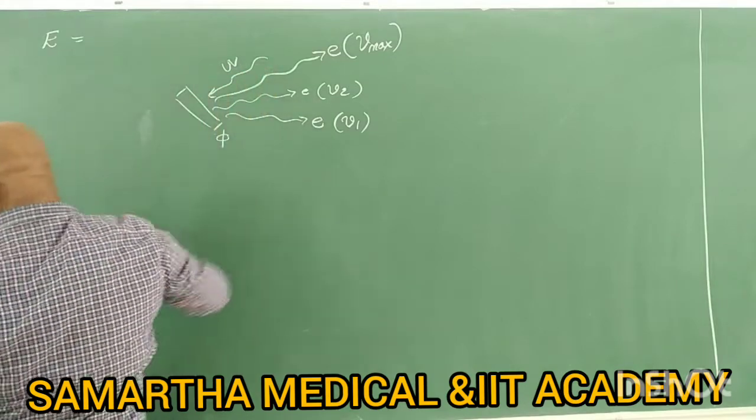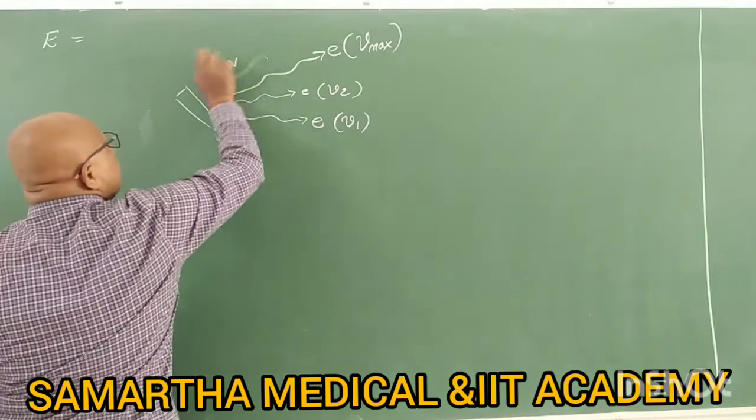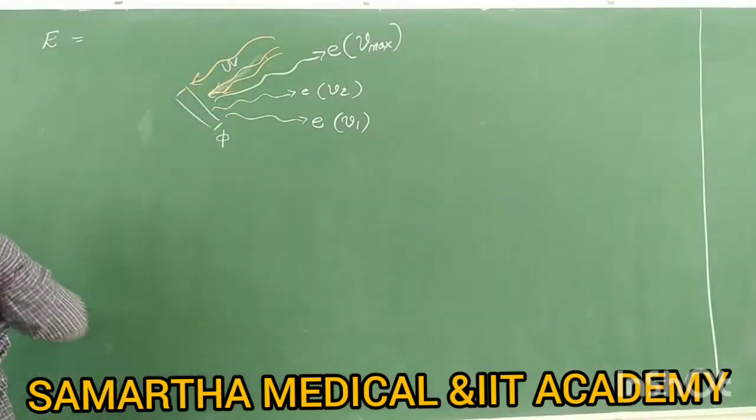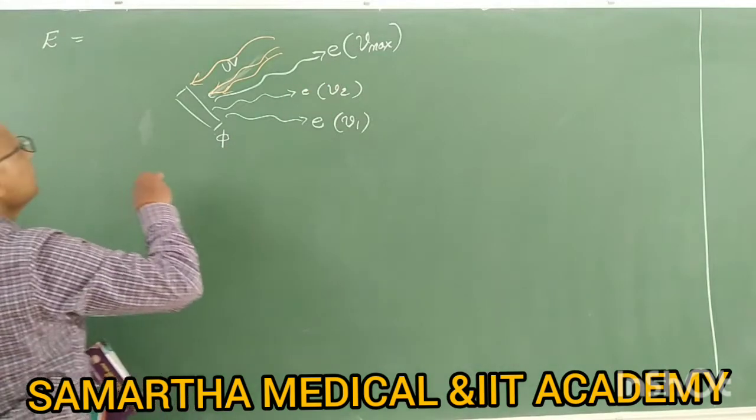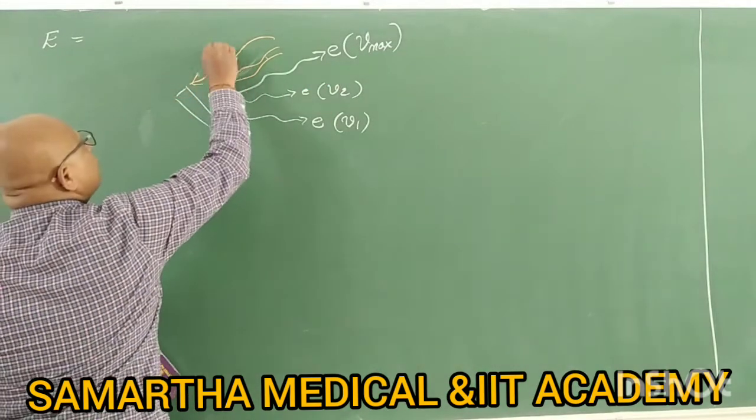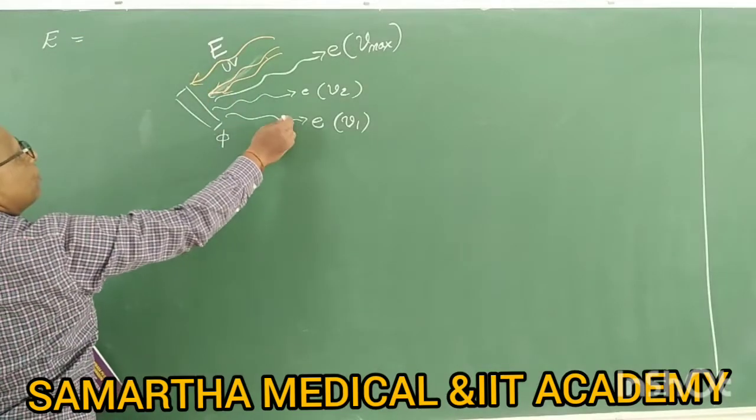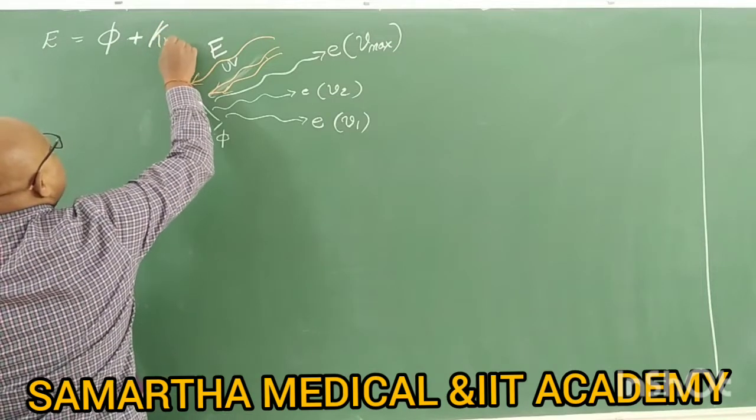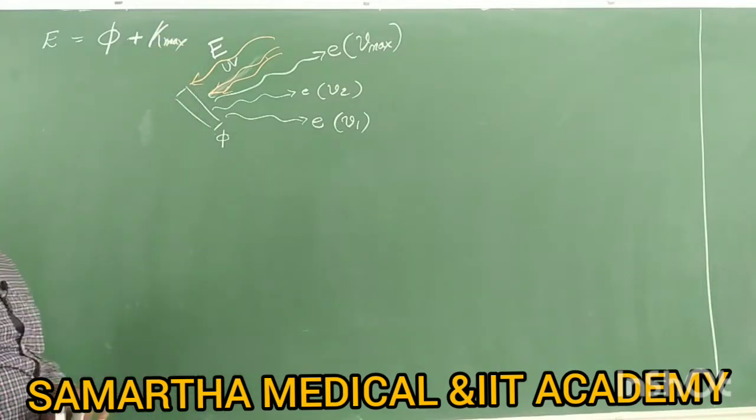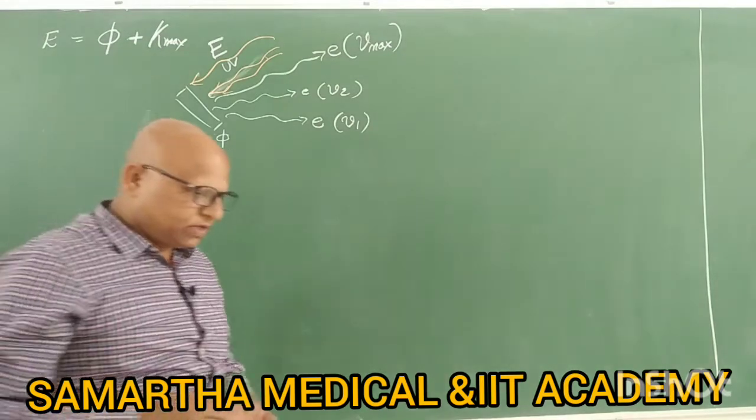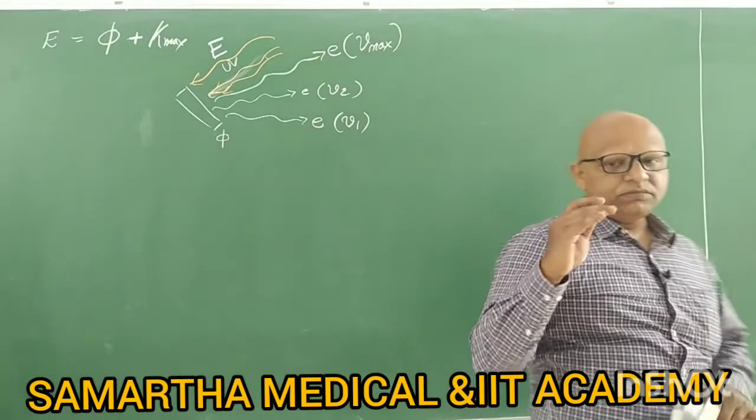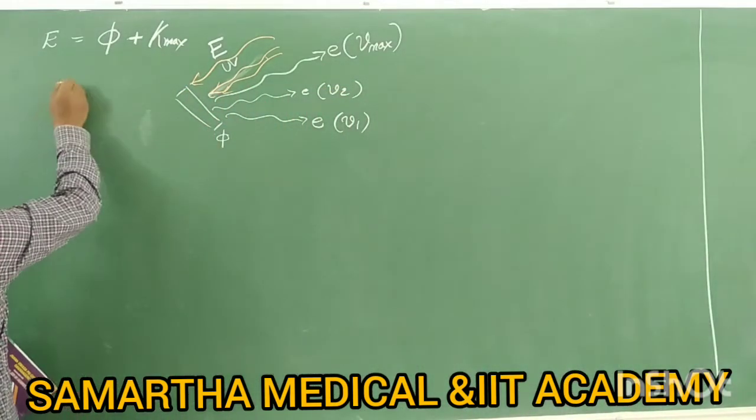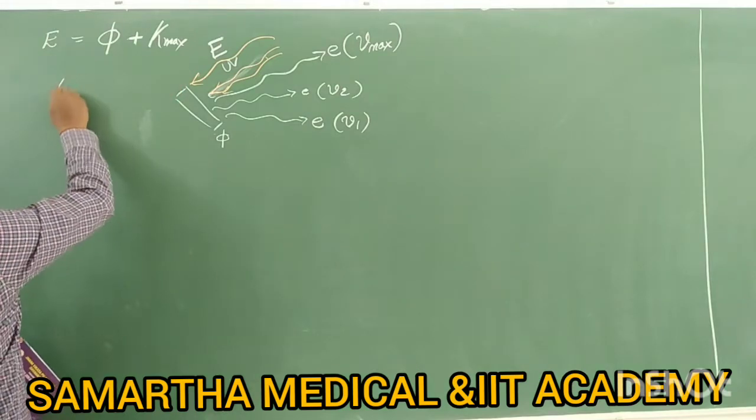Okay, so this is the ultraviolet light. Let me draw it in a different color. This is the incident light falling over the metal and electrons are liberated. E is the energy of the incident light, phi is the work function of the metal, and Kmax is the maximum kinetic energy of the released electrons.